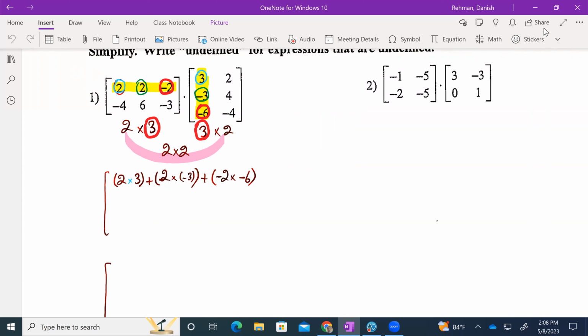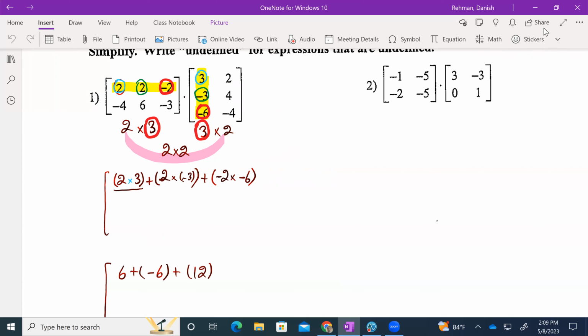The 2 times 3 is a 6. Agreed? Plus -2 times -3 is a -6. And then plus, okay, the -2 times -6 is going to be a 12. Agreed?